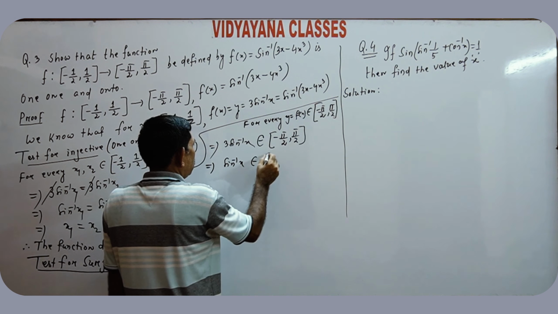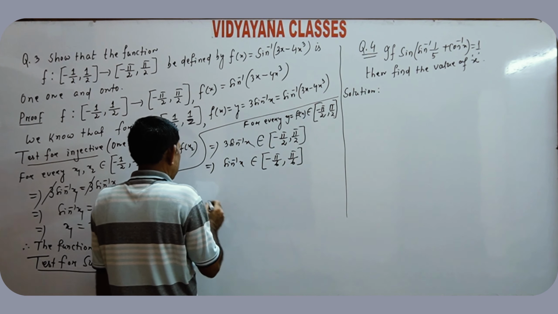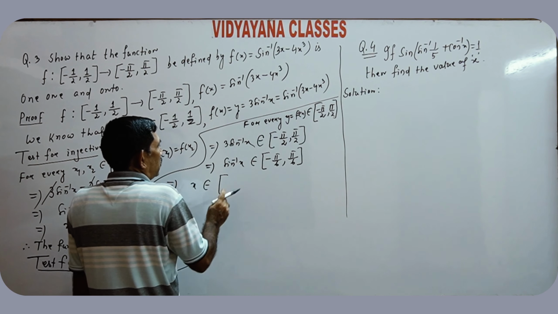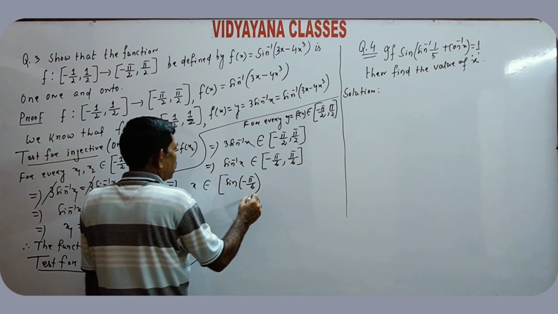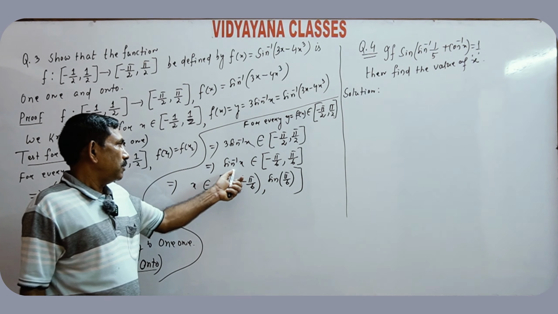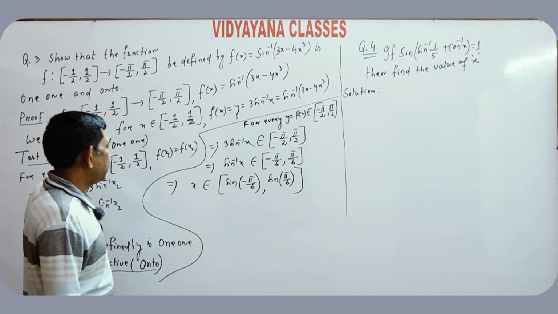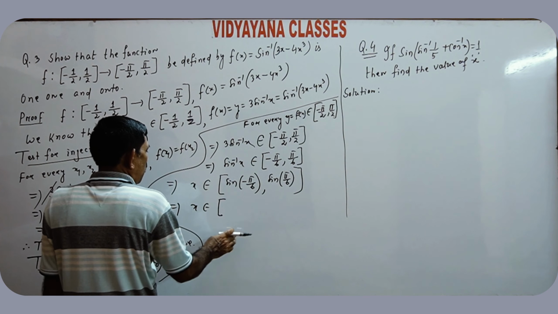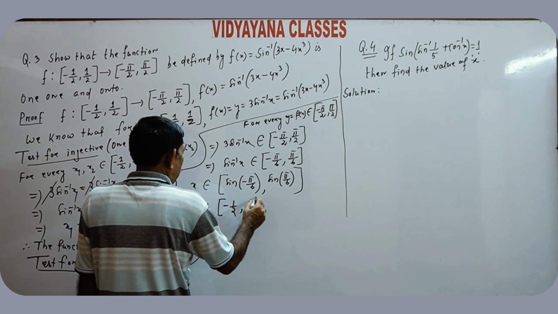sin⁻¹x belongs to [-π/6, π/6], which implies x belongs to [sin(-π/6), sin(π/6)]. Sin⁻¹x belongs to this set, x belongs to sin(-π/6), sin(π/6), which implies x belongs to [-1/2, 1/2].